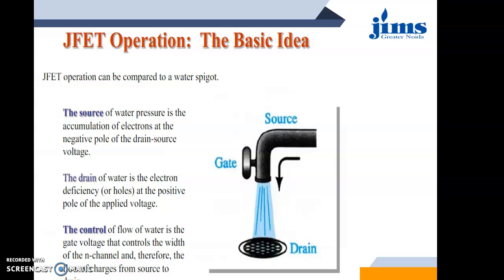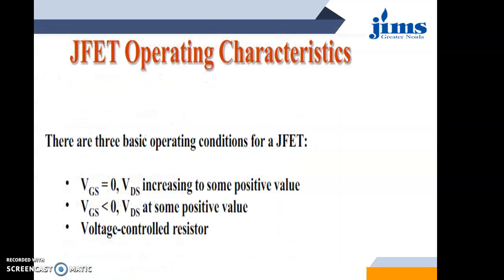This is a practical example: the source is like a water tap, the gate is the control knob, and the drain is the output going out. Now the operating characteristics. If VGS equal to 0, the gate voltage is 0, and the drain voltage increases to a positive value. If VGS less than 0, VDS is at some positive value. So therefore it is a voltage controlled device. That means if we keep the gate voltage 0 or negative or positive, we get different magnitudes of the currents. This we will discuss later on.